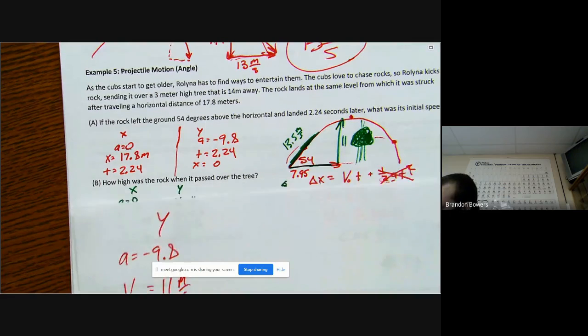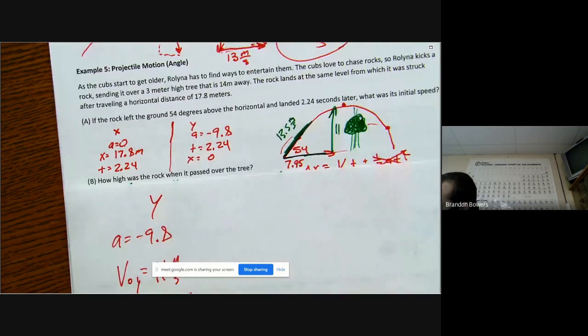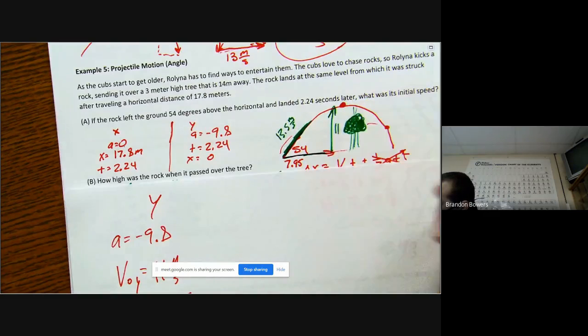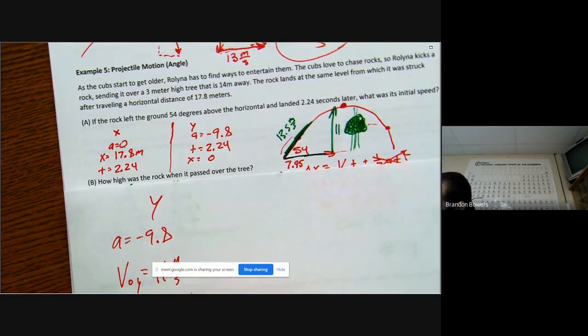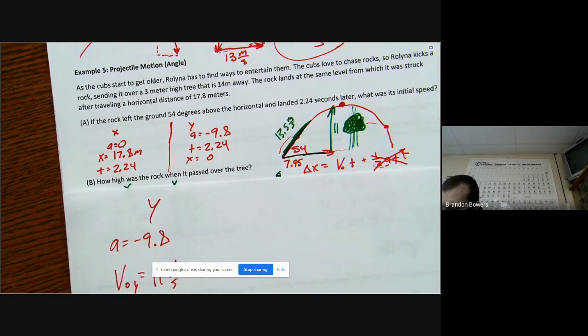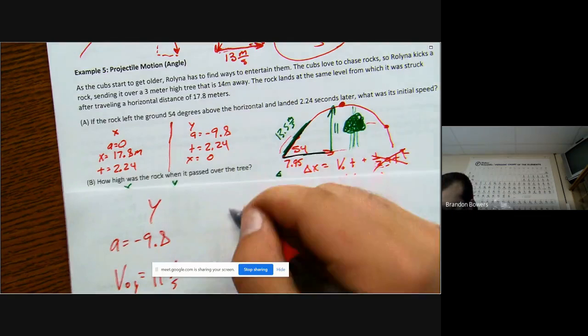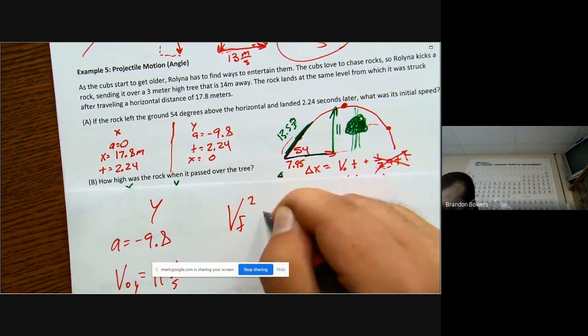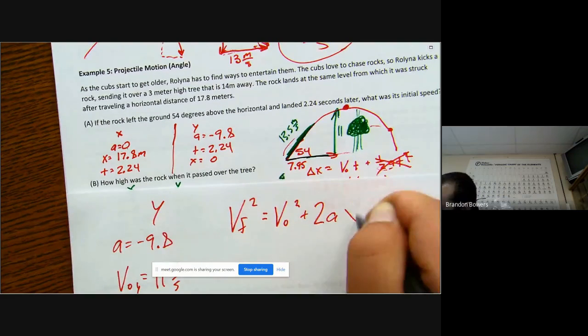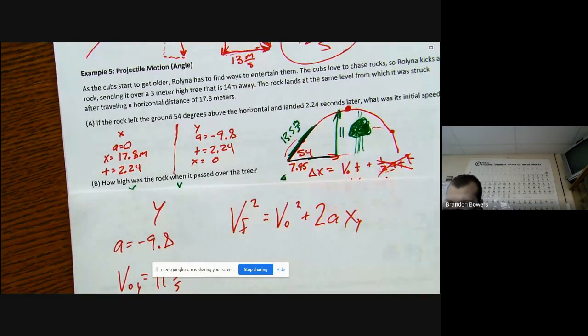And let's see. What's my final velocity right here at the very peak? 0. Okay, I got a lot of information. Let's see, what equation can I use if I'm solving for delta x? I'm going to use the velocity final squared is equal to the velocity initial squared plus 2ax, x in the y direction. Does that sound good?